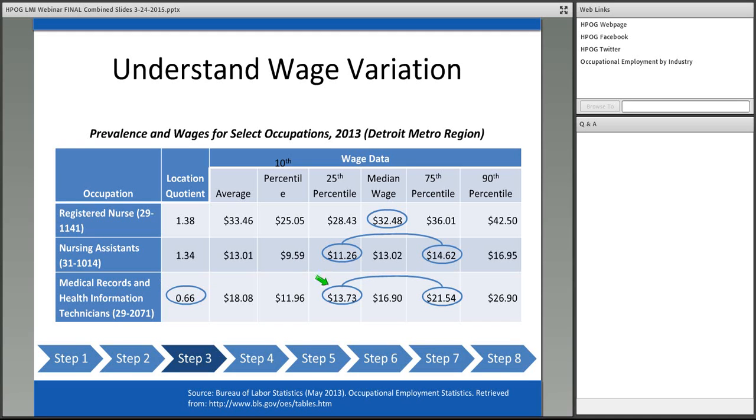But also, looking at the wage ranges for health information technicians, they are significantly wider than they are for nursing assistants, showing that there could be the opportunity of being able to go from about $14 an hour to over $21 an hour within this occupation.